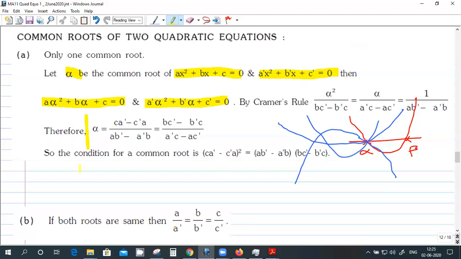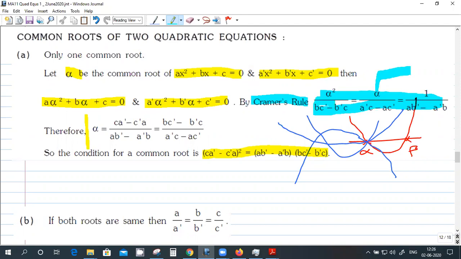And I can also get the condition for the common root to exist. From Cramer's rule, you will get this one. Right now, just accept this result. Since there's a common root, by equating these two, I'll get a value of alpha, and similarly, equating these two, I'll get alpha square. So if I square the alpha I get here, it should match with the alpha square here.